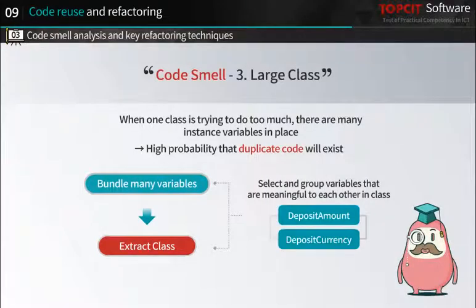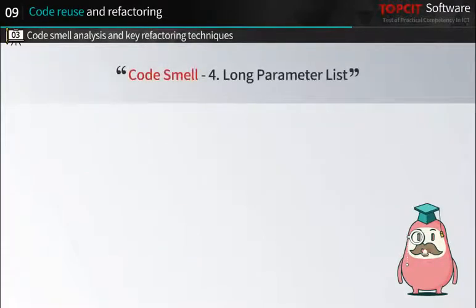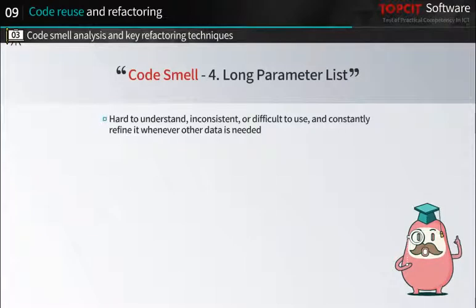For example, deposit amount and deposit currency should all belong together in one class. Fourth, it is the long parameter list. A long list of parameters is hard to understand, inconsistent, or difficult to use, and it is constantly refined whenever other data is needed. The parameter list should be short.